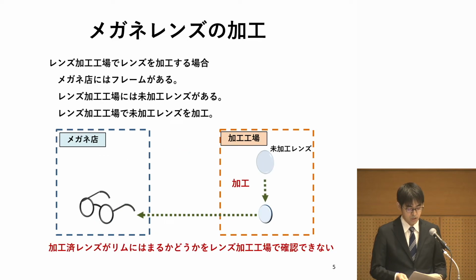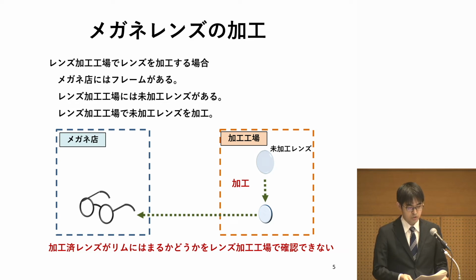Please look at slide 5. On the other hand, it is also common for spectacle lenses to be processed at a lens processing factory rather than at an optician's shop. In this case, a frame tracer installed in the shop is used to acquire rim shape data, and this is sent to the lens processing factory via a network. Lenses are processed at the factory, and lenses are then provided to the optician's shop after processing.